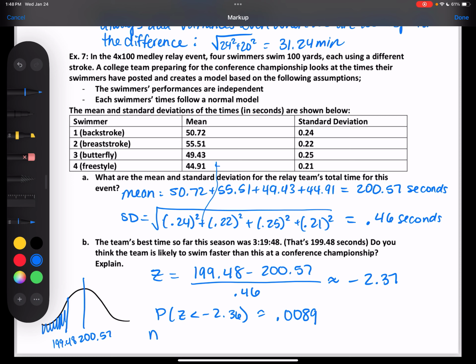So no, it's unlikely. The probability they will be faster is less than 1%. Ha! I was right. Didn't say you were wrong, you just can't just put no.